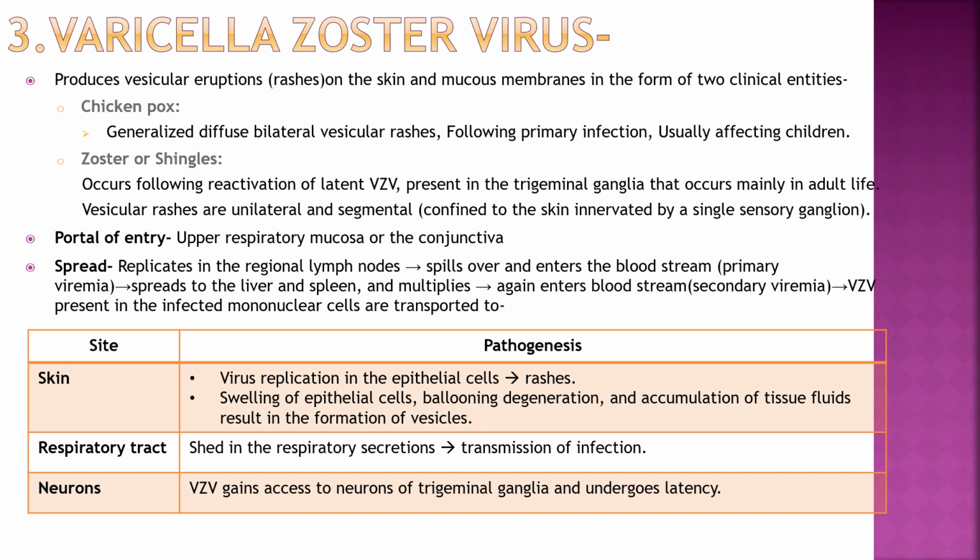Portal of entry: respiratory mucosa or conjunctiva. Spread: it replicates in regional lymph nodes, spills over and enters the bloodstream, causing primary viremia. It spreads to the liver and spleen, multiplies, and again enters the bloodstream, causing secondary viremia. VZV present in infected mononuclear cells is transported to the skin. Virus replication in epithelial cells causes rashes, swelling of epithelial cells, ballooning degeneration, and accumulation of tissue fluids, resulting in formation of vesicles. In the respiratory tract, shedding of respiratory secretions transmits infection. In neurons, the virus gains access to neurons of the trigeminal ganglia and undergoes latency.